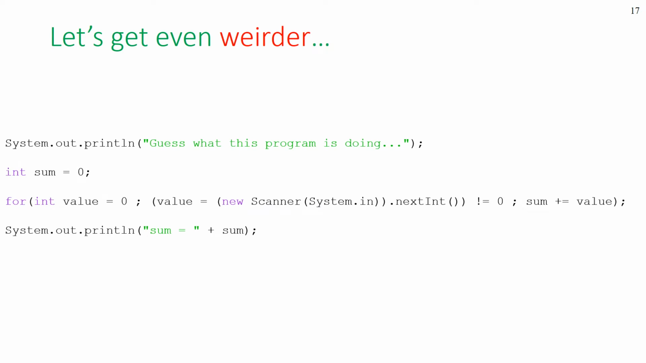We talked about one-liners. So this program is 4 lines, but that's a one-liner. What is this doing? So I have sum equals 0, and I display the value in sum after my loop. This is a loop. What does it do?